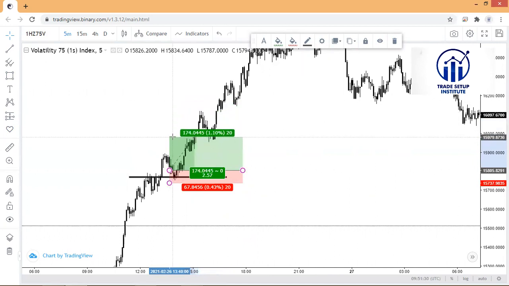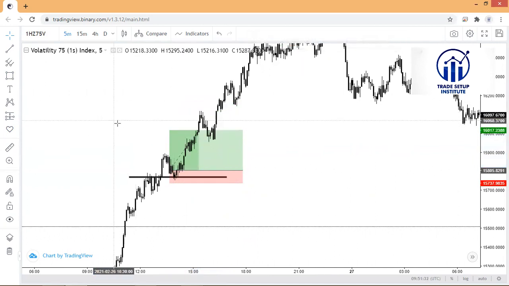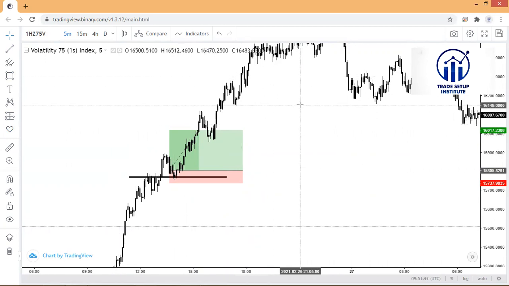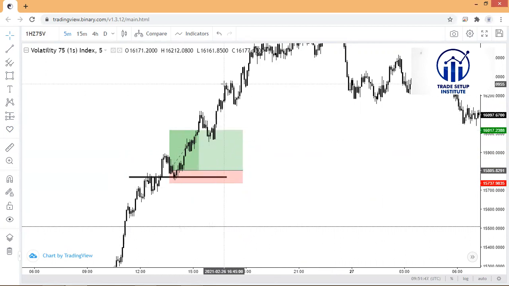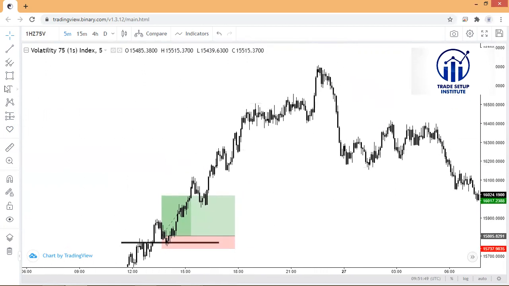Now we go for a 1 to 3 risk reward ratio, and that is an easy smash here, guys. We continue moving. This is the first win. We keep looking for a break of bull structure and a retest of it. Boom. You see another one here.